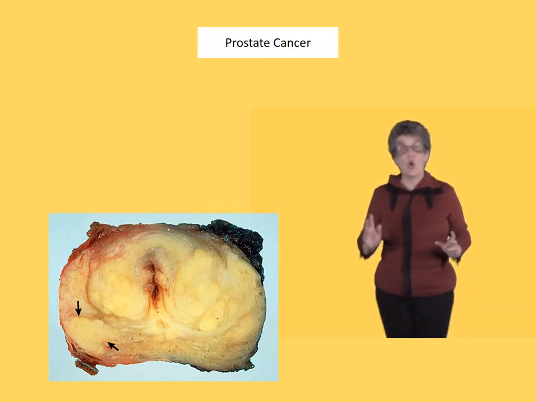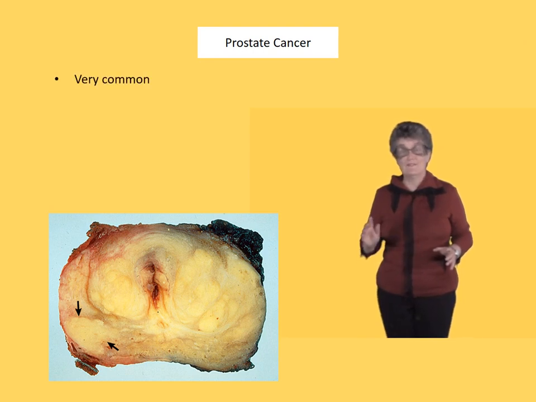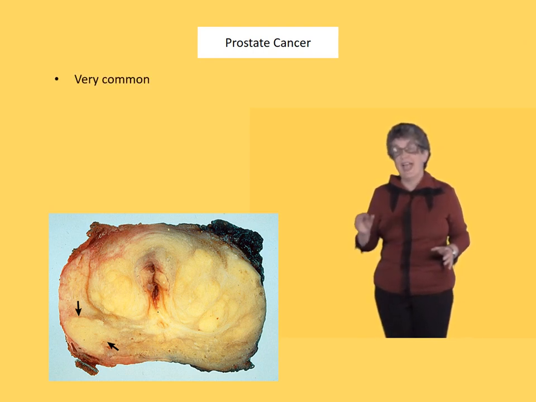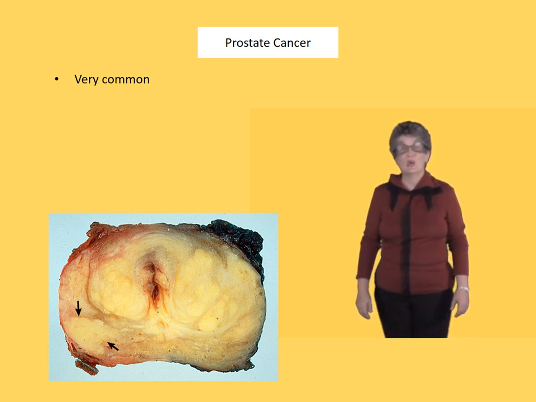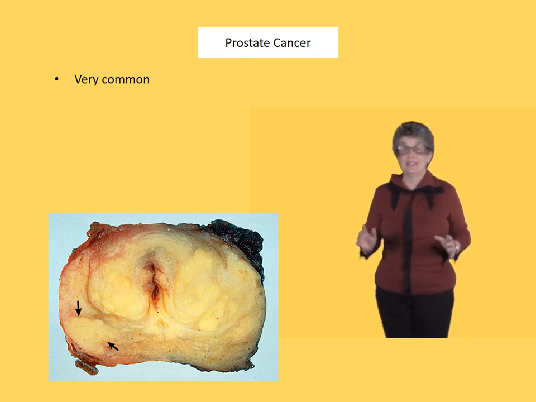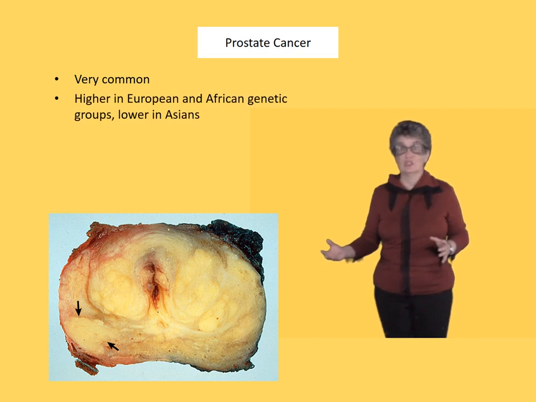Prostate cancer is the commonest cancer in men. It's very common. Up to 80% of men will get prostate cancer if they live long enough. Most of it can be subclinical, however, tiny foci that are just found at post-mortem examinations. We know that prostate cancer has a genetic basis. This is shown in two ways. Firstly, in relation to genetic groups. It's higher in European and African genetic groups and lower in Asian genetic groups.